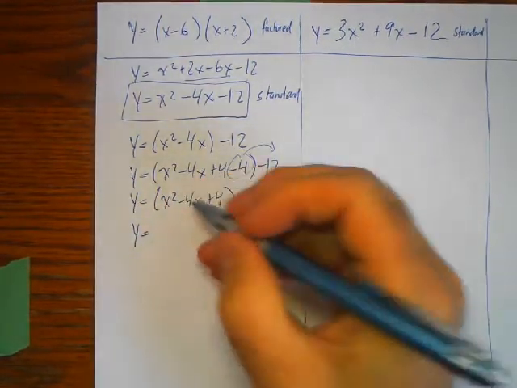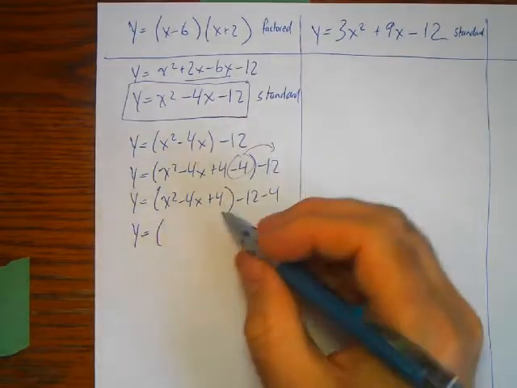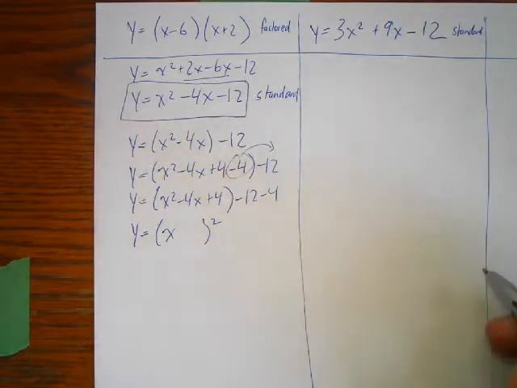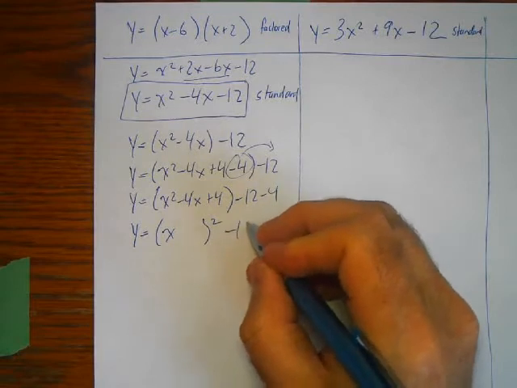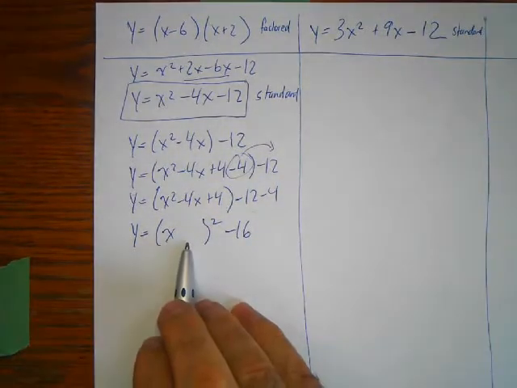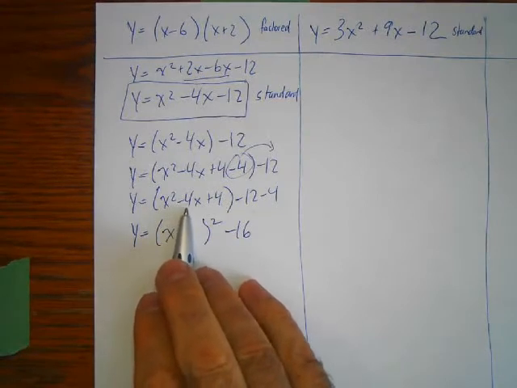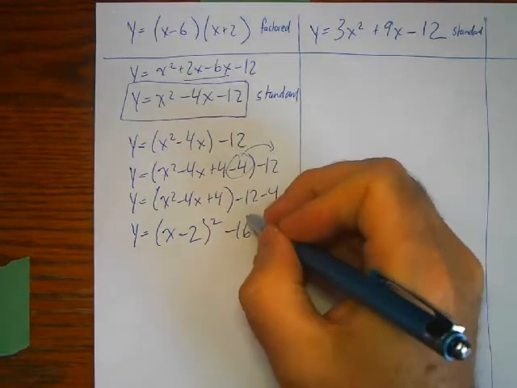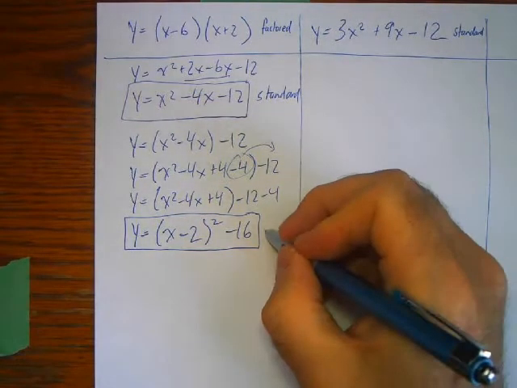There's no a value, so we don't have to worry about that. And then it's going to be x plus or minus a term squared. And we can combine these two right away. That's minus 16. And then remember, in order to get that term, it's quite simple. It's just half of the coefficient of x. So half of negative 4 is negative 2. And there you go. You've got your vertex form.